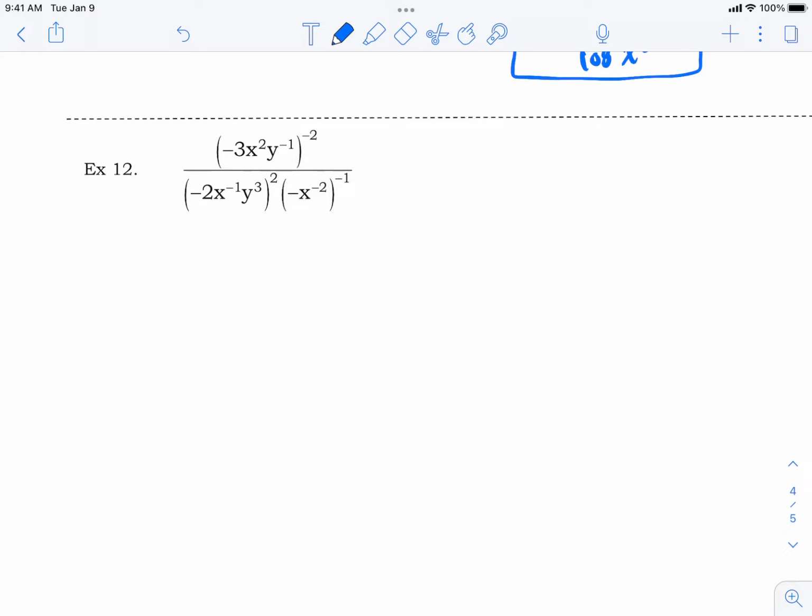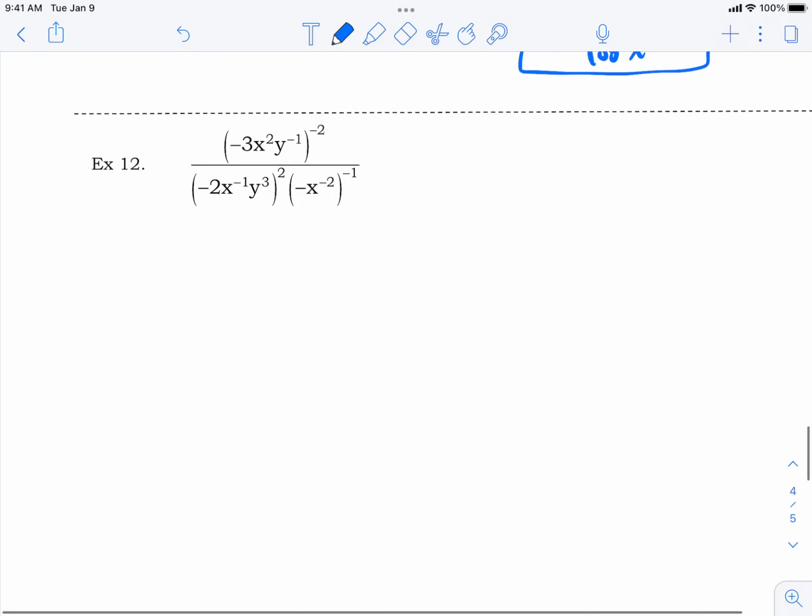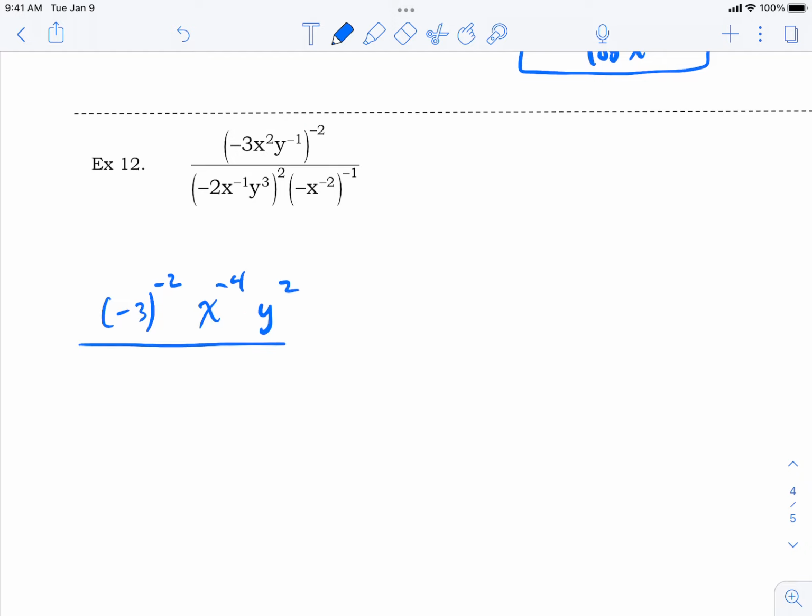All right, try this. Pause. Come back. Okay, so the first thing, using my method, I'm just going to first apply all my exponents. Looking up here, this negative 3 has an exponent of negative 2 on it. That x there, 2 times negative 2 is negative 4. And then this y here, negative 1 times negative 2 is positive 2. Okay, that takes care of that one.